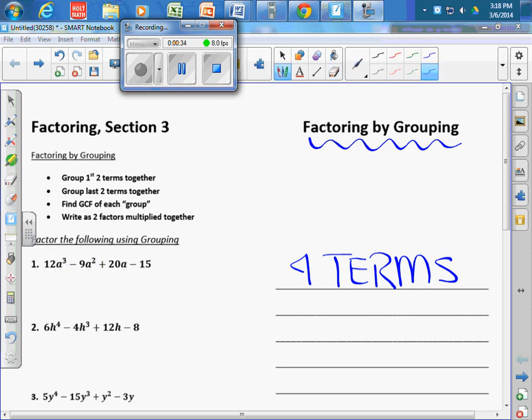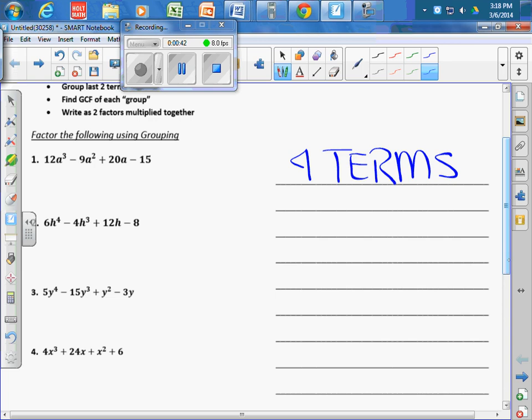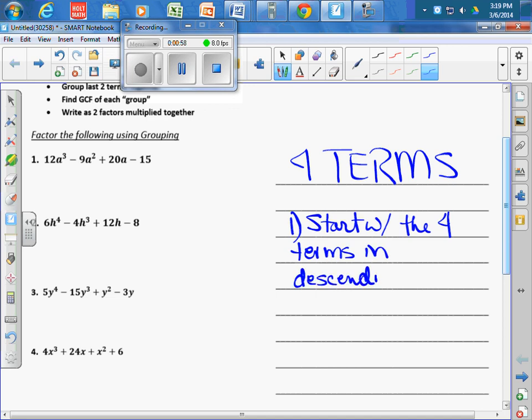Here's what you're going to do. First of all, now it says group the first 2 terms together. Here's one condition. Number 1, always start with the 4 terms in descending powers. You remember what that is? Descending powers of x.